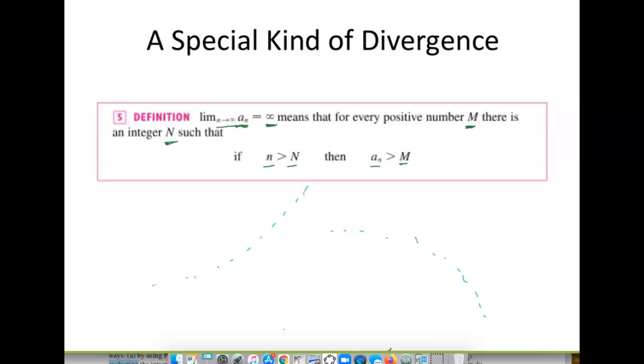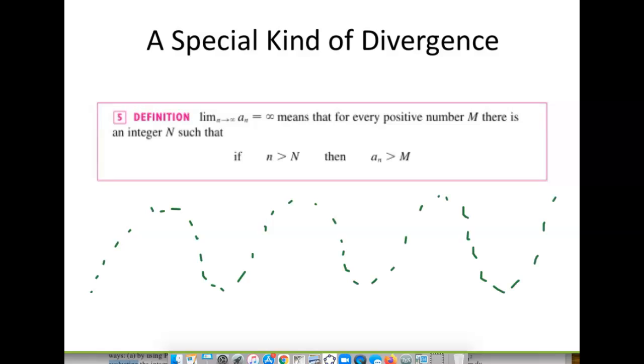And that's just in contrast to, you could have divergence like sine or cosine. Those would be considered divergent, but they're not going off towards infinity or negative infinity. They're just not approaching anything, right? They're not getting closer and closer to anything. They're just bouncing back and forth. That's still divergent. This is just a special kind of divergence towards infinity and or negative infinity.